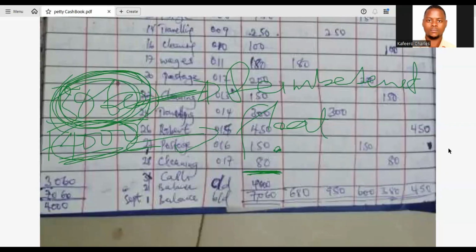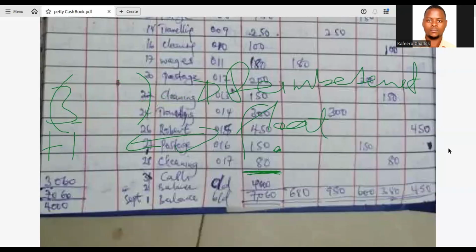So the implication of us taking it before the period ends is that by the time we go on September 1st, we have the whole amount with us. Therefore, on the 31st, we shall record cash of 3060. This is what we are going to do. This is what the examiner wanted us to do.